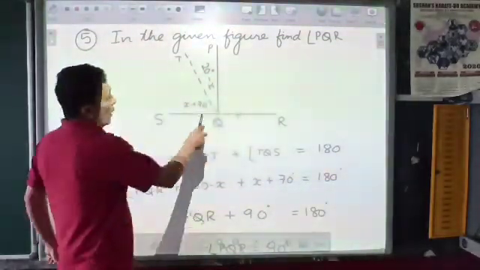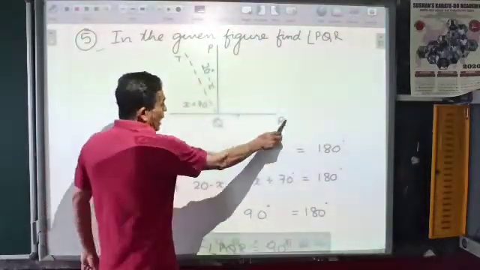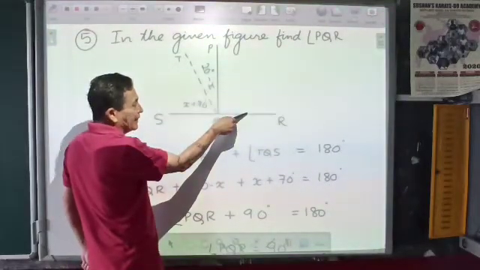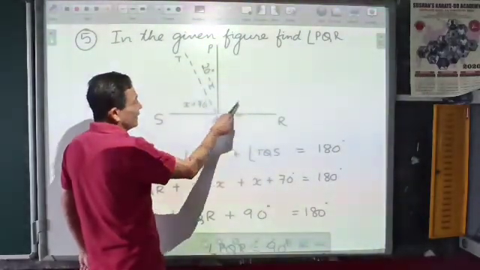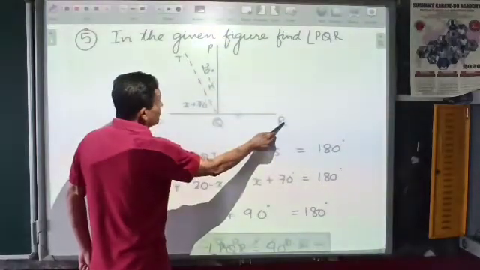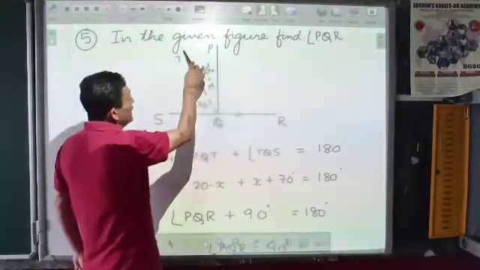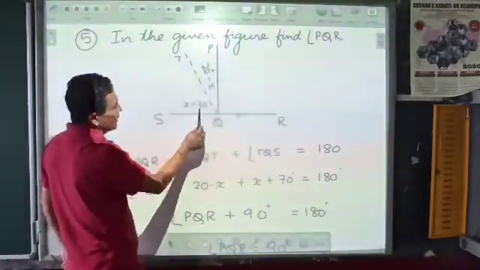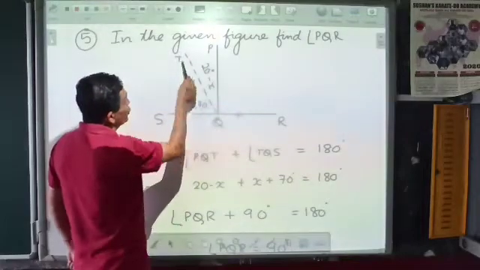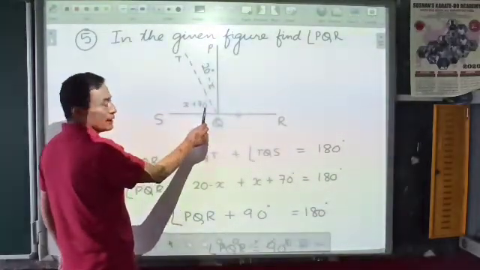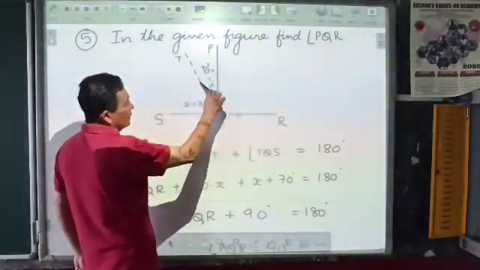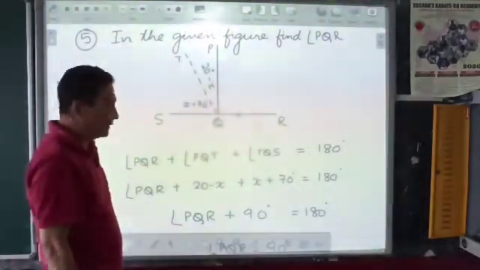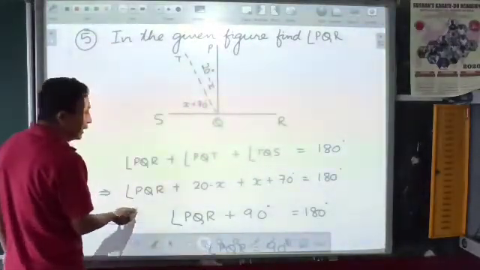Now, the line SR is a straight line, which means from here to here it is 180 degrees, and this has been divided into angle PQR, angle PQT, that's this one here, where the measurement is given as 20 minus x, and the third angle here, SQT, is given as x plus 70. But when I add the first angle, the second angle, and the third angle, I know that I get 180 degrees. So that's exactly what I have done here.